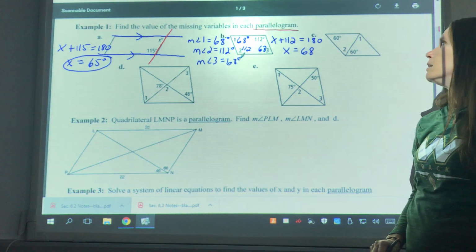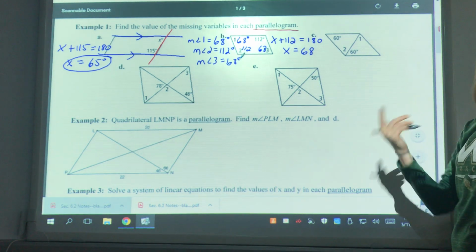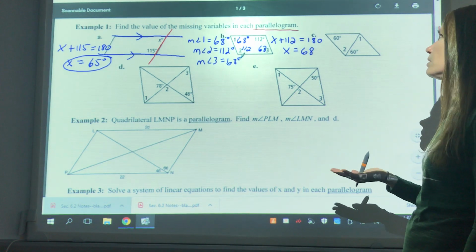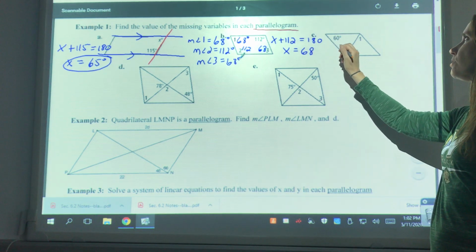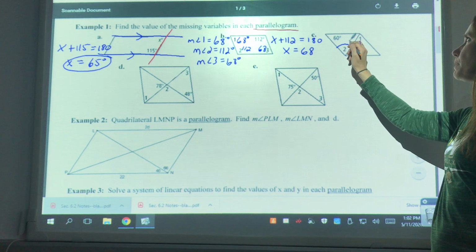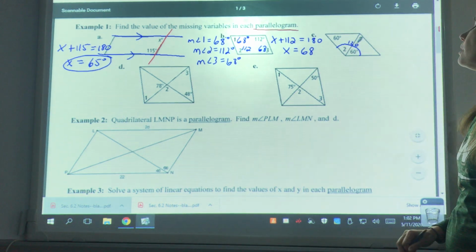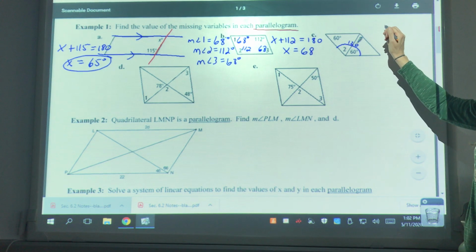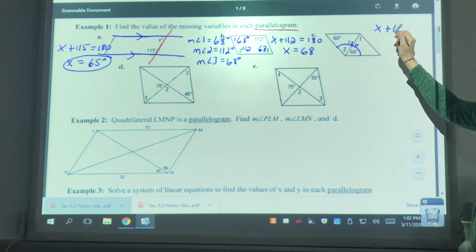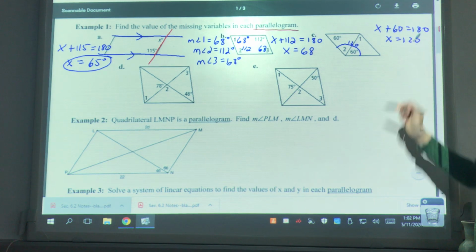Okay. All right, on C, in this particular case, we are using the fact that, again, consecutive angles are supplementary for a parallelogram. So if this angle is 60, then I know that this whole angle from here to here must be 120, okay? So, because, if you want to write it out, I can say x plus 60 is equal to 180, and I can solve and get x is equal to 120.